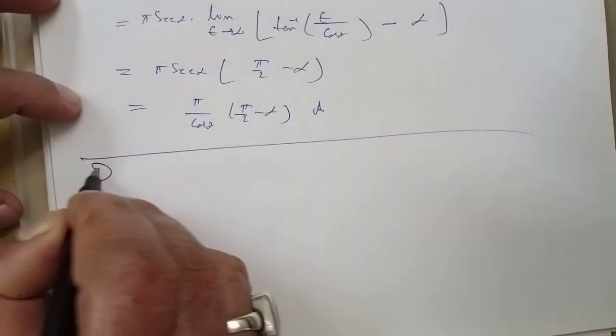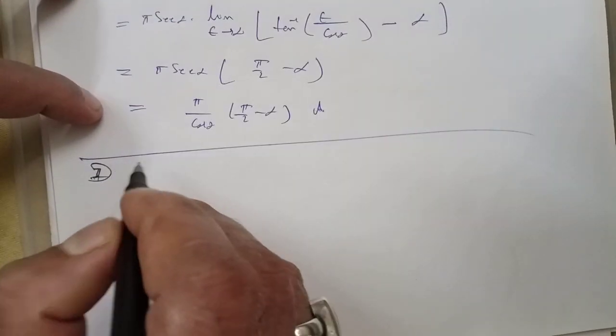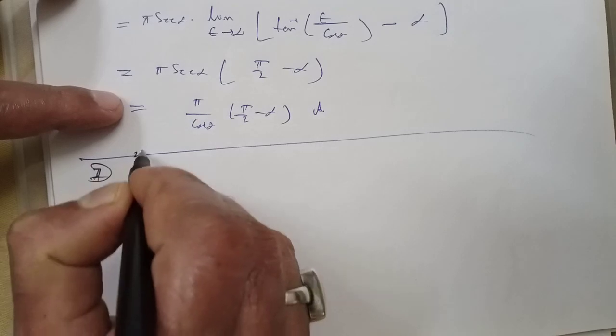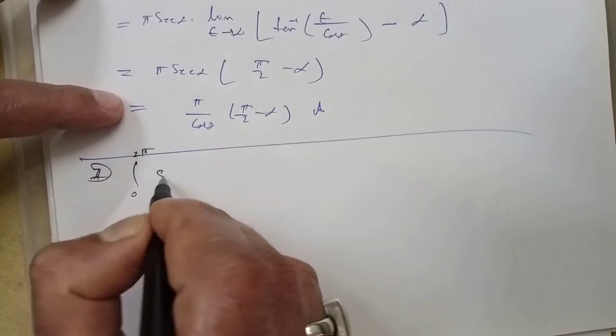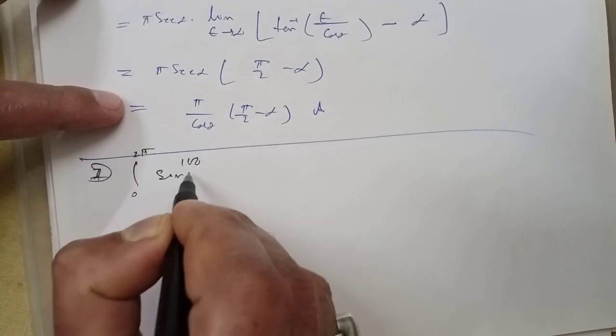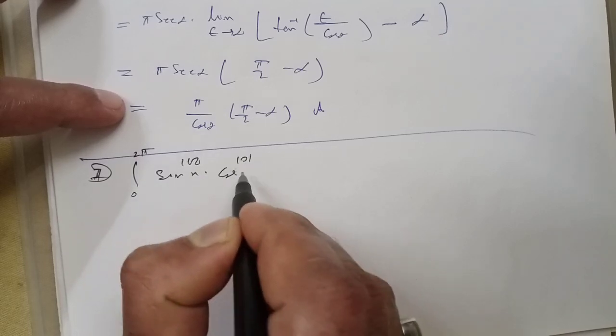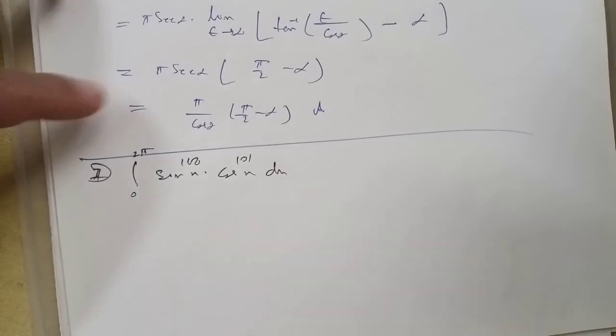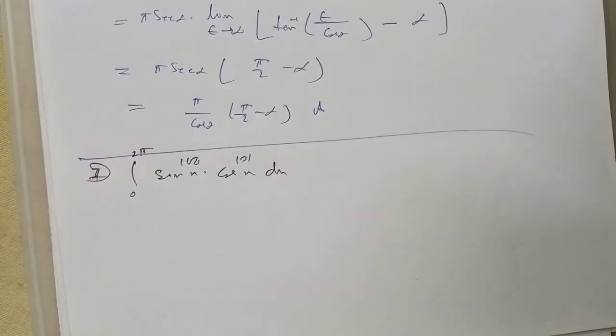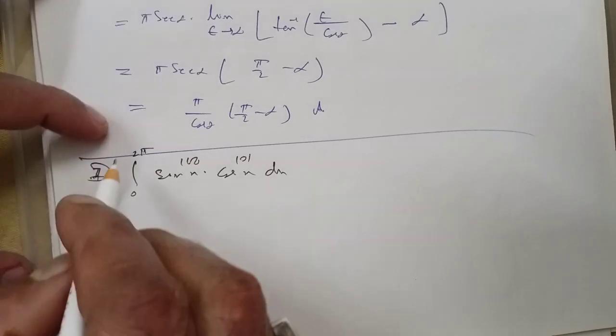7. This is integration 0 to 2 pi sine to the power 100x into cos to the power 101x dx. This is our I.